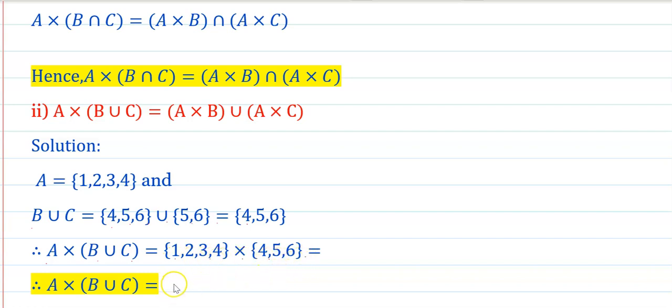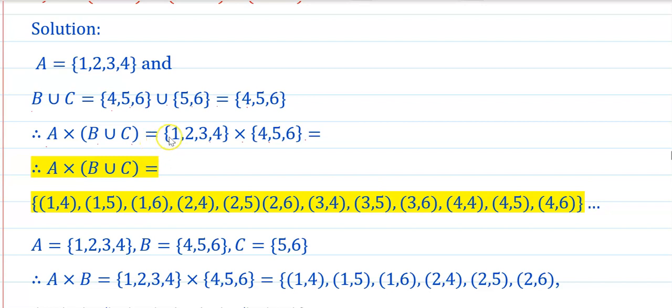Okay, and here we have the elements. That is 1, 4, 1, 5, 1, 6; 2, 4, 2, 5, 2, 6; 3, 4, 3, 5, 3, 6; 4, 4, 4, 5, 4, 6. In this way. Okay, and this is the A cross in bracket B union C.